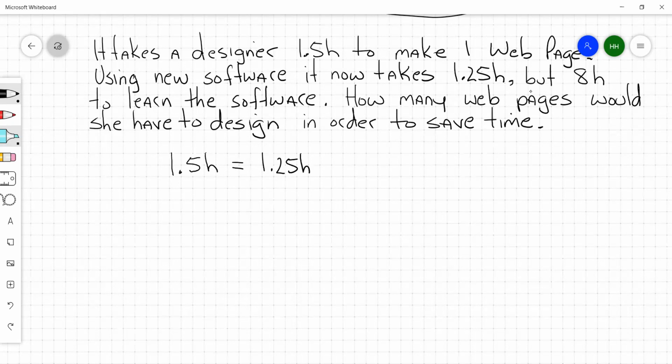Let's see. We're going to make the current design time equal to the new design time plus this 8 hours that it took you to learn the software. So let's solve for this h here. All right, so we can subtract this 1.25h from each side.